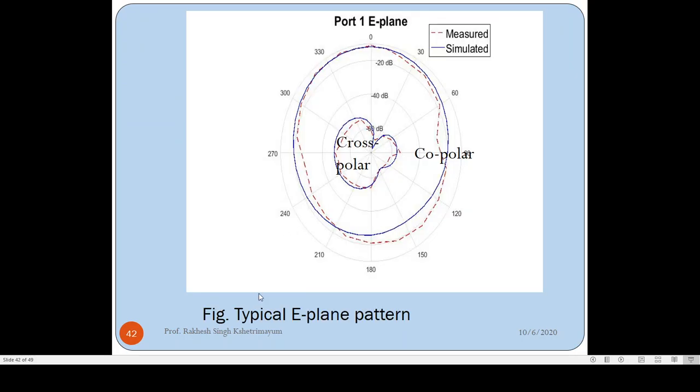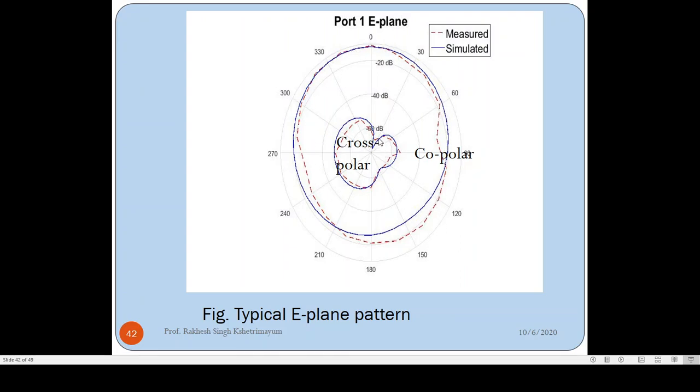This is a typical radiation pattern of the antenna we have measured in our lab. This is the copolar component. Solid lines are for the simulated one using ISOPHYSIS. Dashed lines are measured using the setup we have in the lab. So you can see that the simulated and measured results are very close. This is for the copolar case.